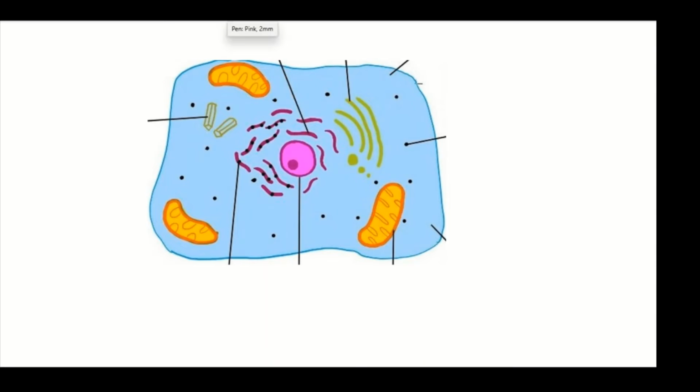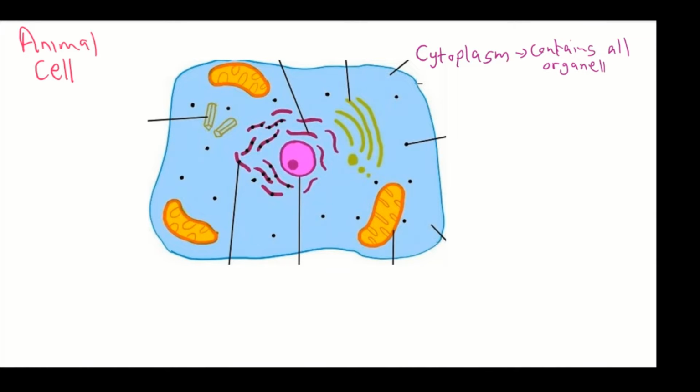So what we have here is an animal cell. And then if we label this, this is your cytoplasm, which contains all the organelles of the cell. So it's just responsible for keeping all the organelles together inside the cell.